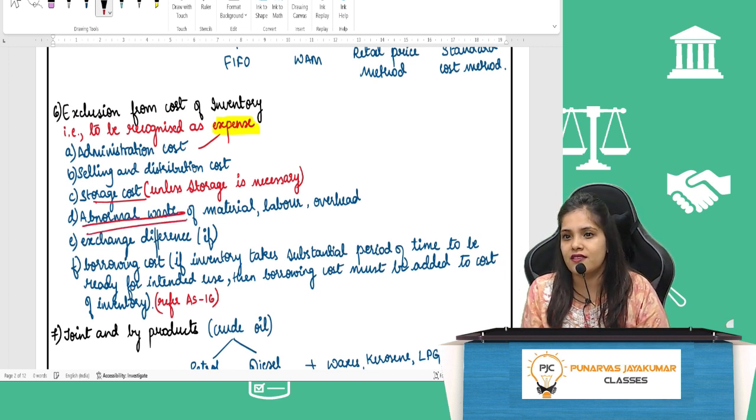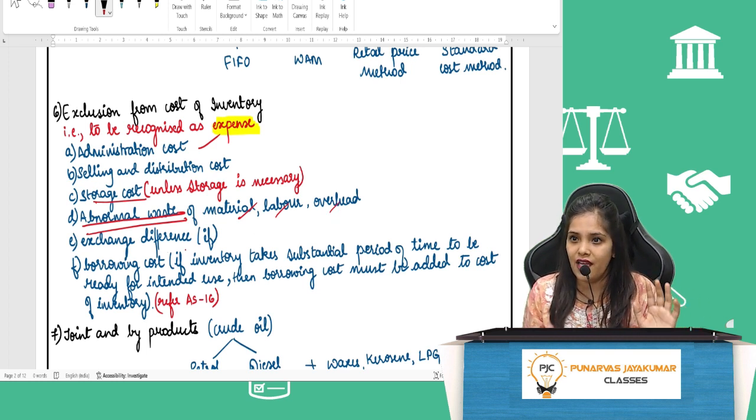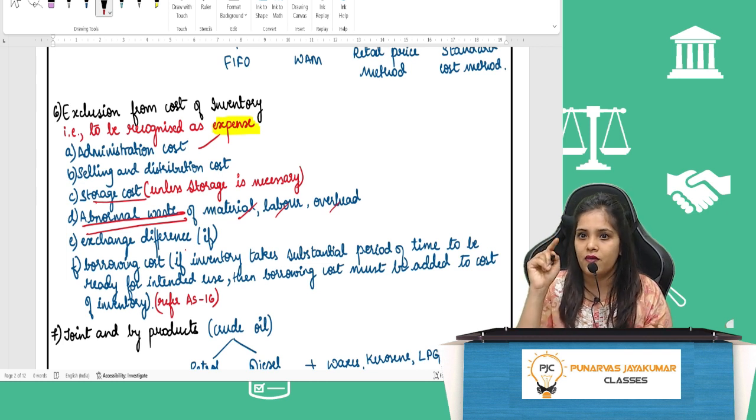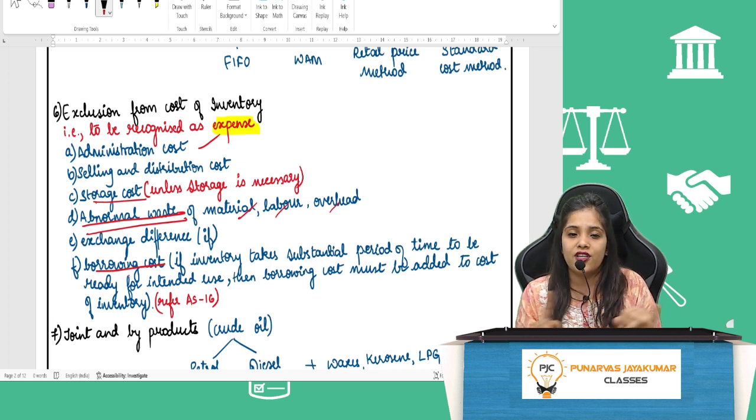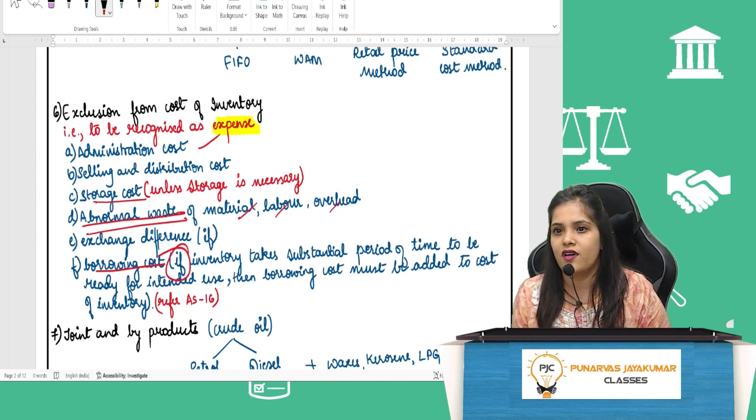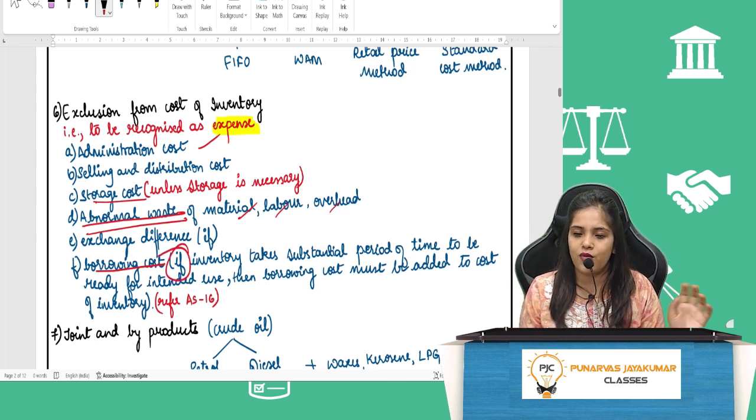Any abnormal waste, जैसे fire, loss by fire, employees going on strike, any abnormal waste of material, labor and overhead should always be charged to P&L. Exchange difference, if we have studied the formula in AS 11, the difference of that should be charged otherwise. And borrowing cost, guys, we have done division of borrowing cost also. If the inventory should not be on repetitive basis, it should be produced in large quantities and should take substantial period of time, then it can be okay. So borrowing cost is also a very if. Am I clear till here? Okay. And joint product में ठीक है.